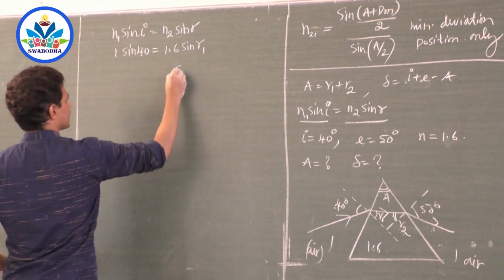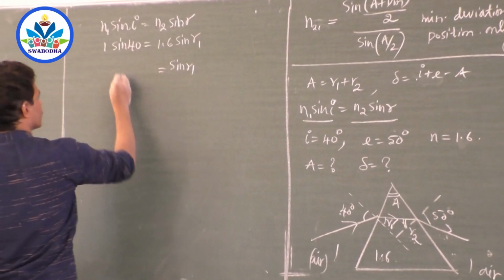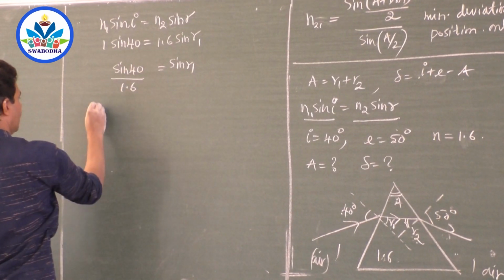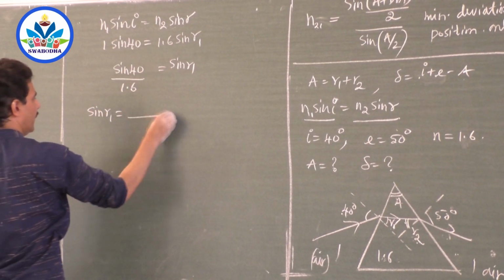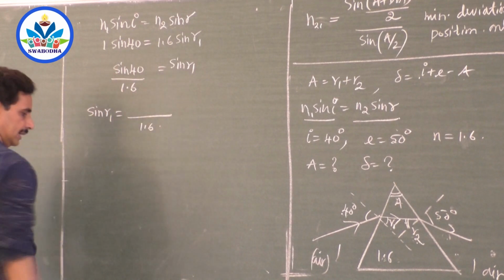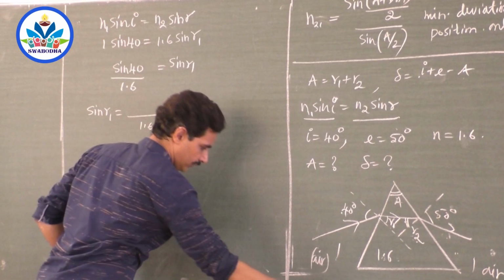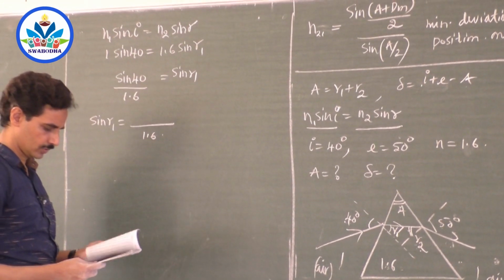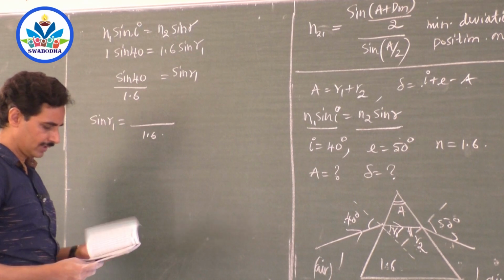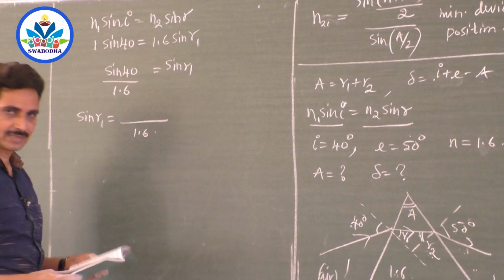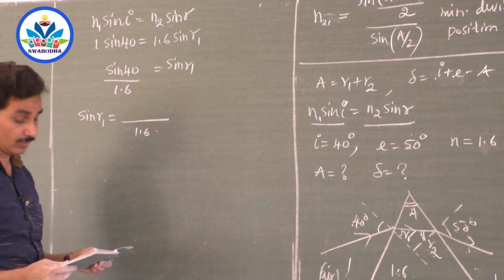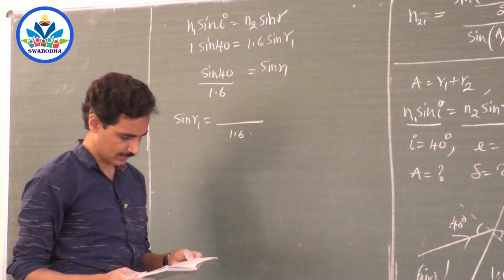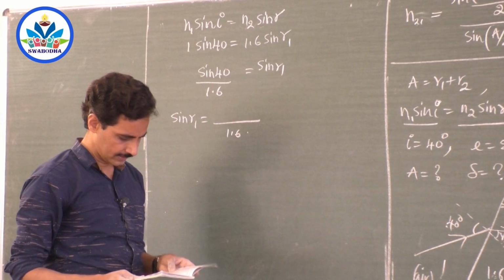Okay. Sin R1. What is sin R1? Sin R1 is equal to sin 40 divided by 1.6. So what is sin 40? Open your logbook, see what is sin 40. Don't look at your mobile or so. I will see the sin 40 value in my book, okay? Let me see what is its value. You see your logbook in your home. Is it the same? Sin 40. You have to get it from the natural sines table.